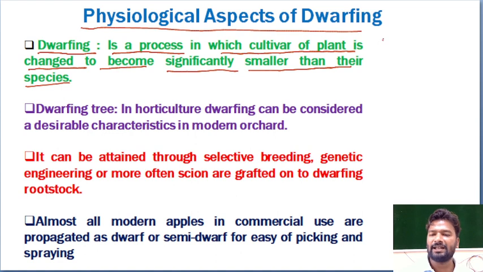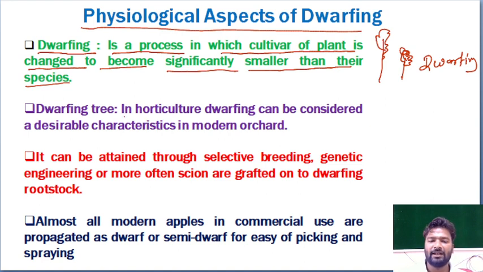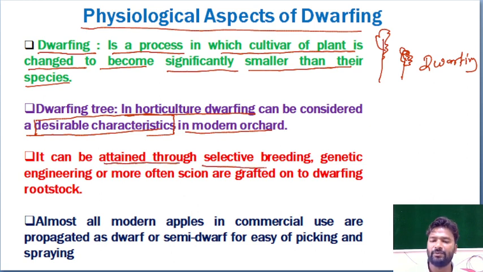Means your plant size, like this is the plant size, and by dwarfing we are producing this. This is dwarfing. Dwarfing trees in horticulture: dwarfing can be considered a desirable characteristic in modern orchards. So dwarfing is a desirable characteristic in tree crops, and it can be attained through selective breeding and genetic engineering, and also more often related to grafting by using dwarfing rootstocks.